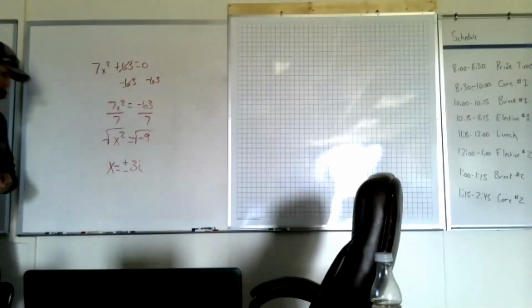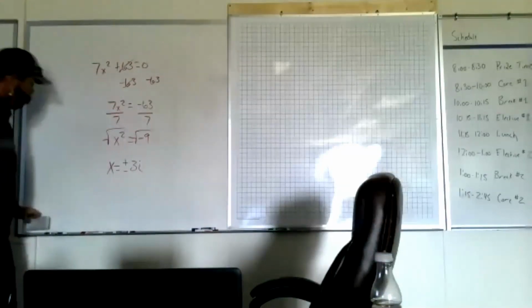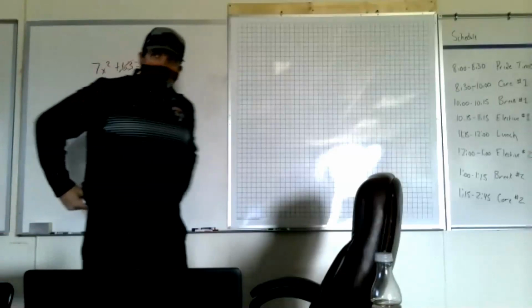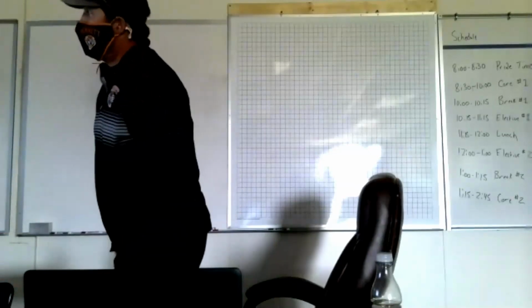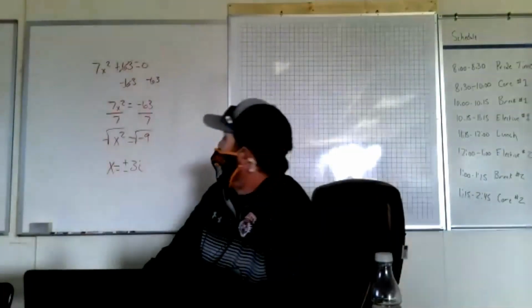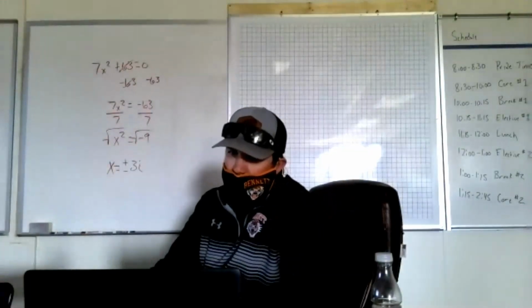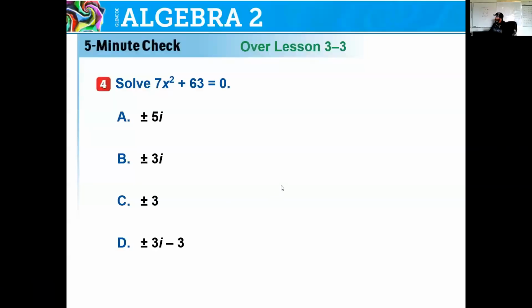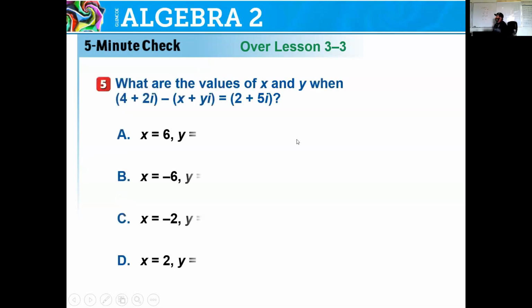Because -9, the square root of -9 can be broken down into the square root of -1 and the square root of 9. Square root of 9 is 3. Square root of -1 is i. So all that we are left with is x is equal to plus or minus 3i. And we have to put the plus or minus in because we used the square root. It could be a positive, it could be a negative in that case.